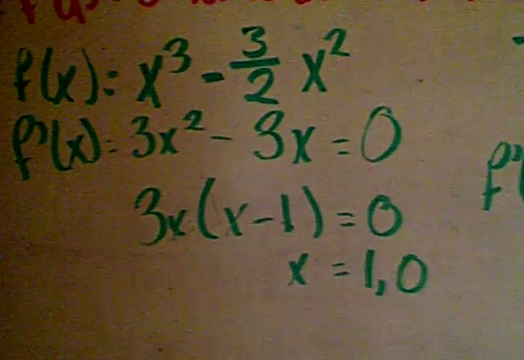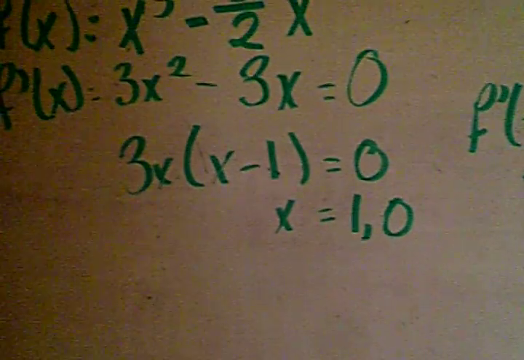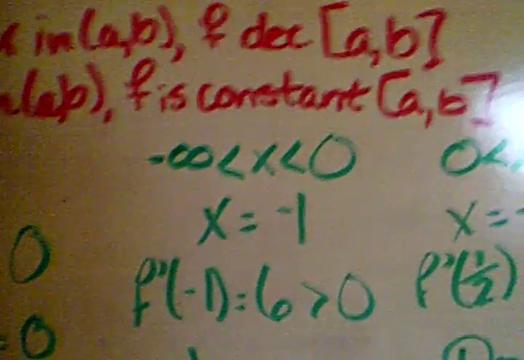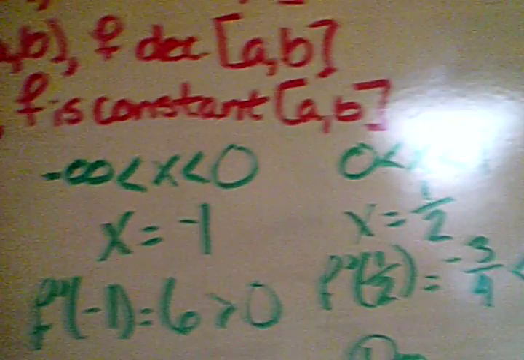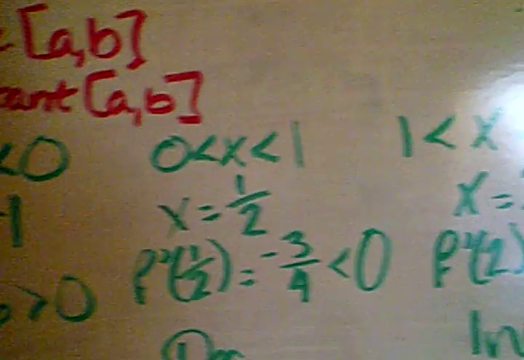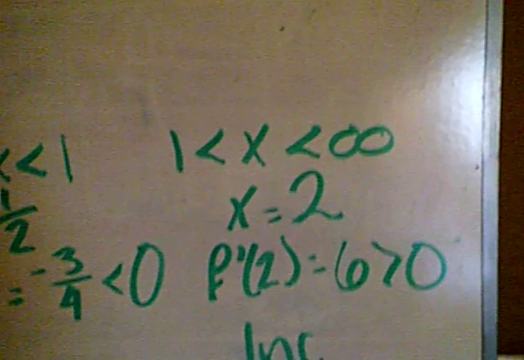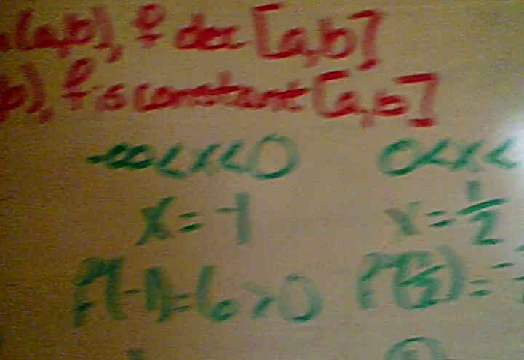You have to find your critical numbers to continue, so you set it equal to 0, and from there you factor, and you get x equals 1 and 0. So that sets up your intervals. So you have negative infinity is less than x, which is less than 0, and you have 0 is less than x, which is less than 1, and then you have 1 is less than x, which is less than infinity. For each you have to do a test value.